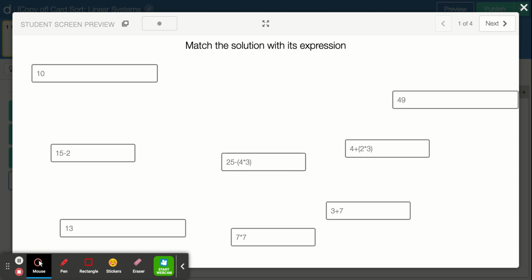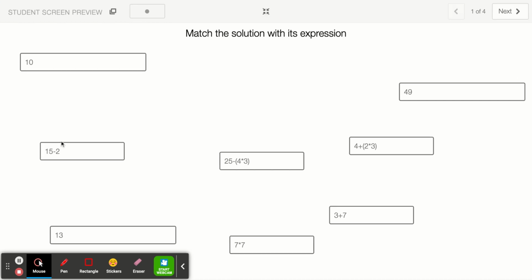Part of today's lesson is going to incorporate these things called card sorts. Pretty much what a card sort is, you're going to be given a couple of different options, either graphs, equations, or solutions. And your job is to try to match those graphs, equations, and solutions with their corresponding answers.